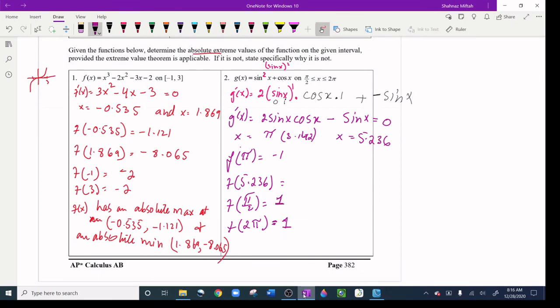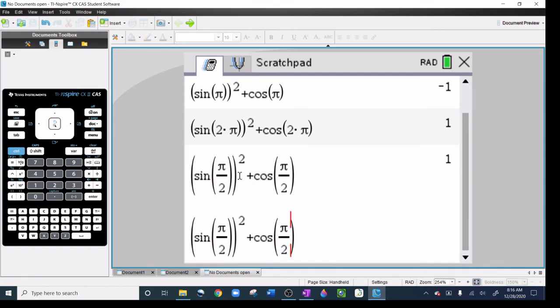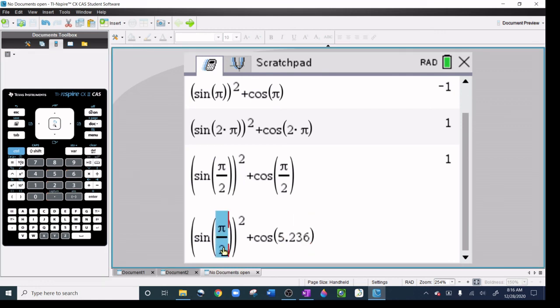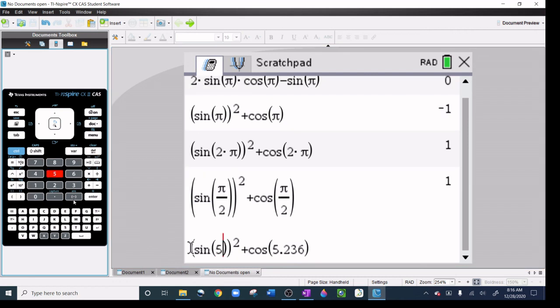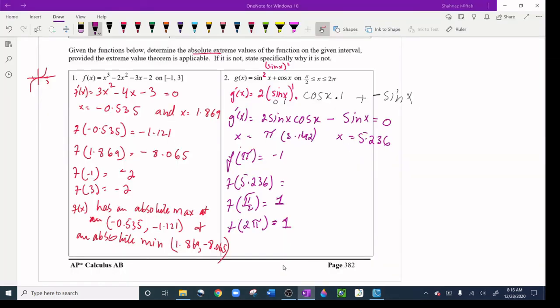Then I got 5.236. Let's highlight this again. When you use a real calculator, you go back there and press this arrow, and then it will highlight automatically. So I'm going to hit enter and change this to 5.236, and then I'm going to highlight this, delete, and I have 5.236 and hit enter. It's going to give me 1.25. So let's go back, and this is 1.25.